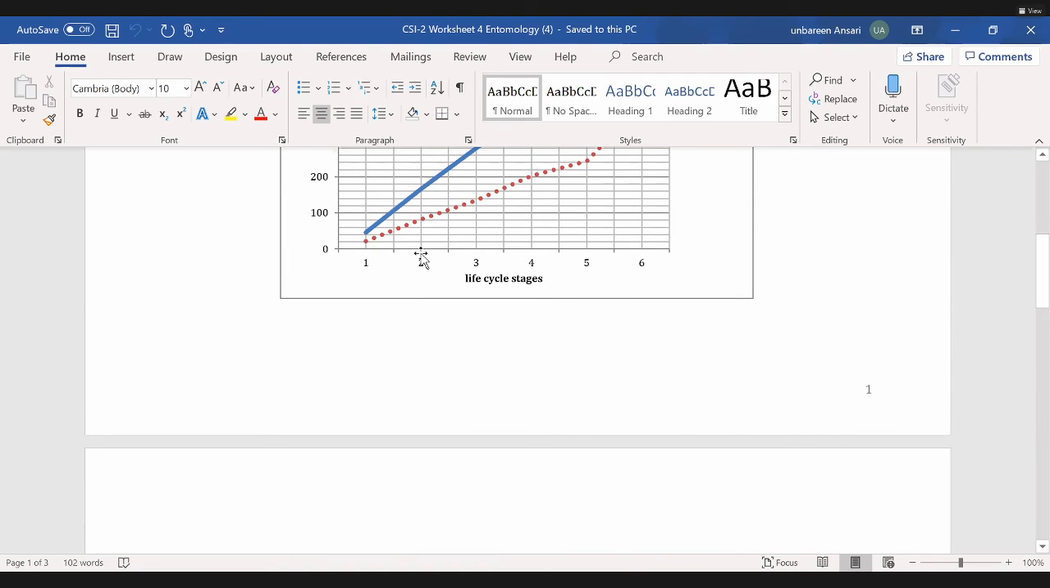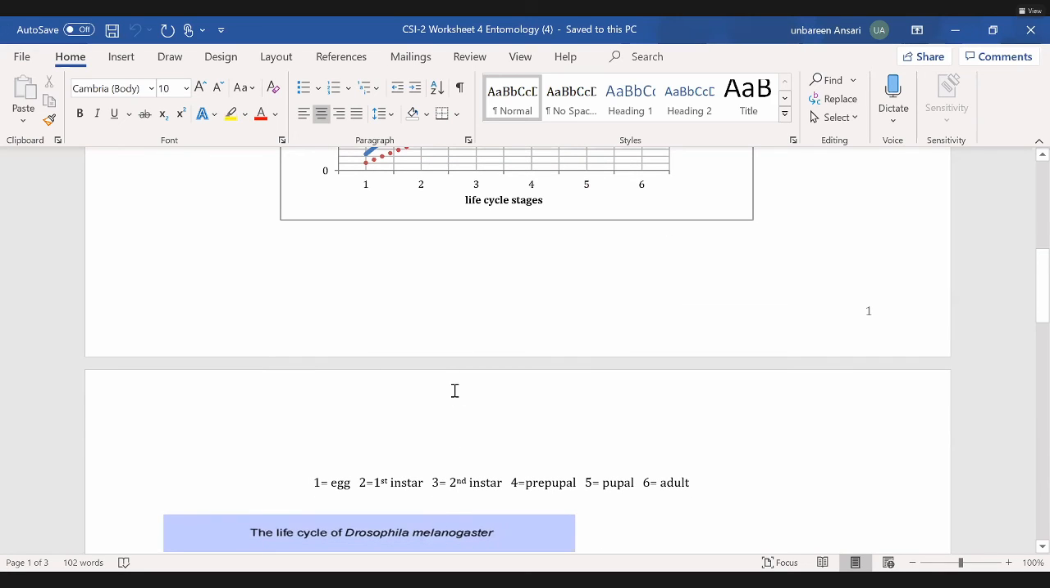So you draw an imaginary vertical line, and you can take a ruler and draw on the graph, okay? And then an imaginary horizontal line. So what is that number I'm looking at? How many hours? 80. And then it says 50% are in the second instar stage.